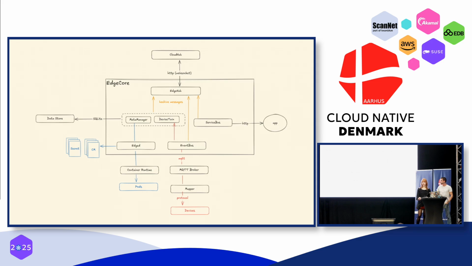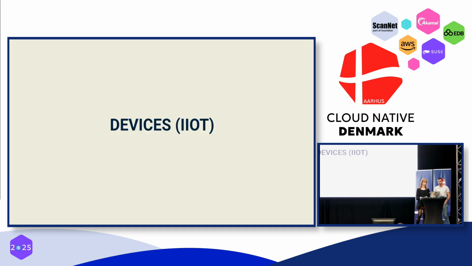You can also see here the container runtime, which runs pods under the control of EdgeD. And you can see the mapper, which, as I mentioned, is a translator between device protocols and KubeEdge. All of these components here taken together will allow edge nodes to keep running workloads and manage devices even when the cloud connection is very unreliable.